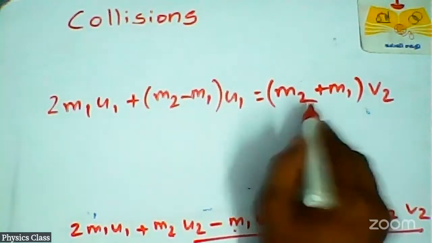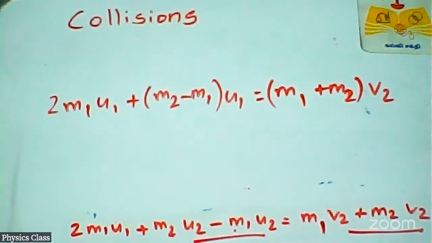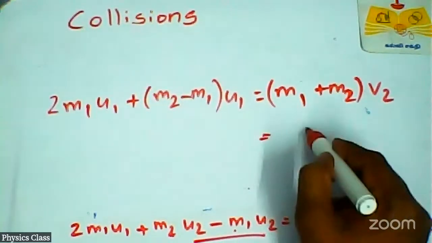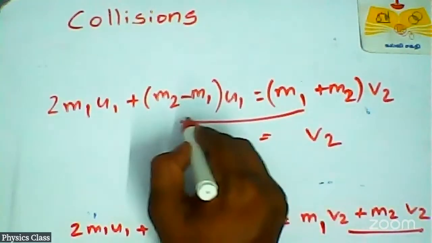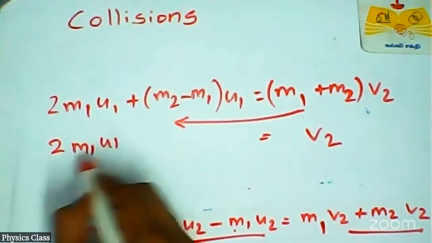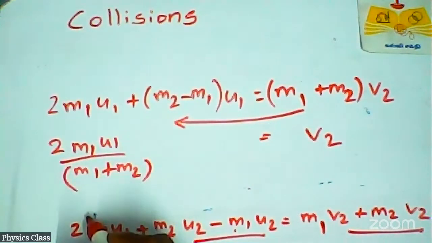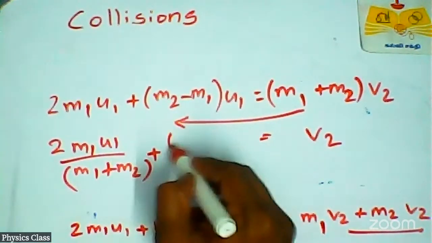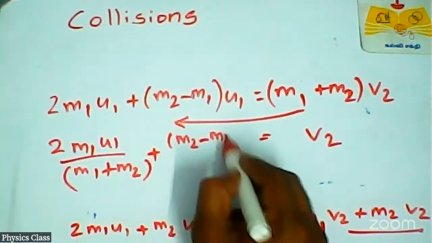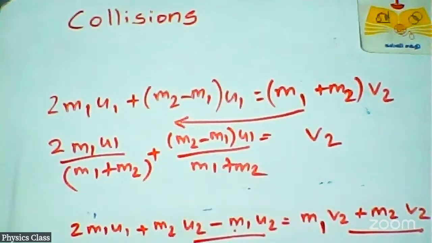You can change it to M1 plus M2 because in terms of addition, we can interchange. Okay. So to know the V2, this quantity goes here by division. Yeah. So 2 M1 U1 by M1 plus M2 plus M2 minus M1 into U1 divided by M1 plus M2. So this is the equation to find the velocity v2.